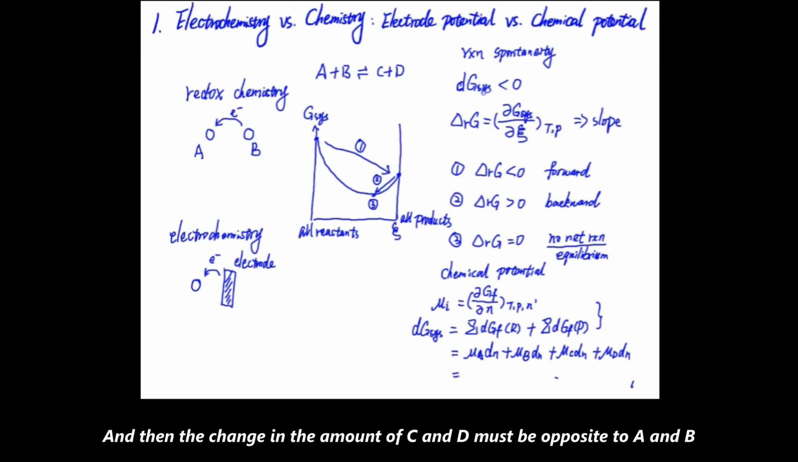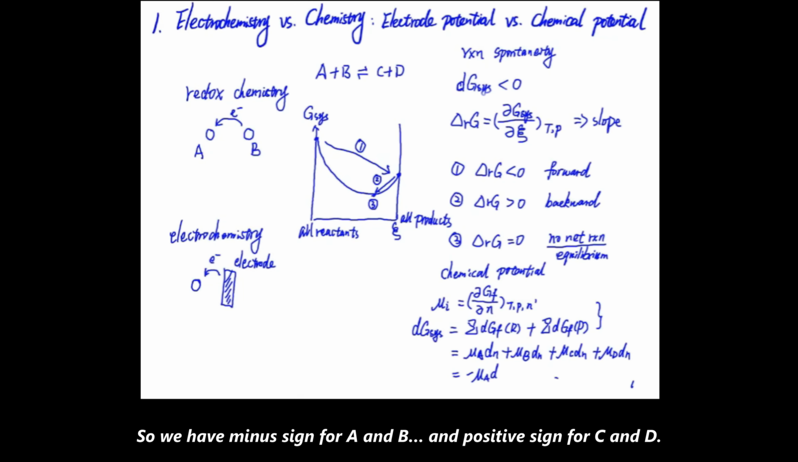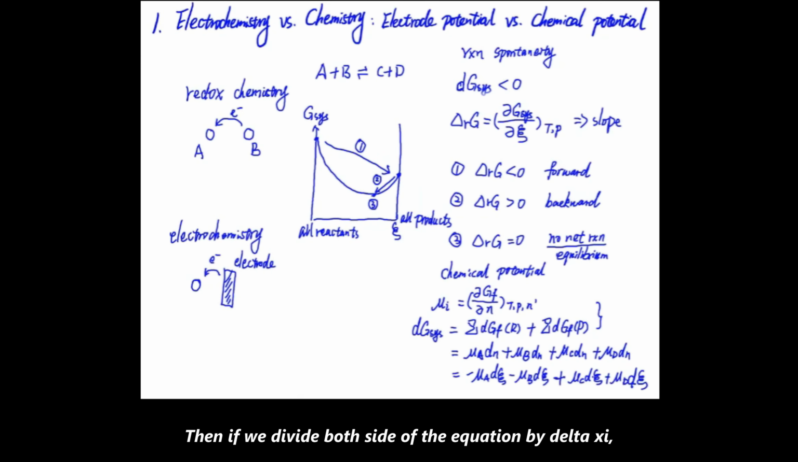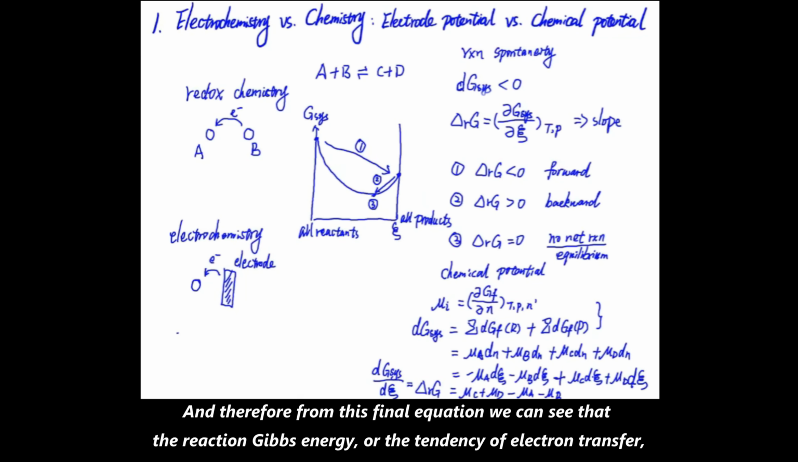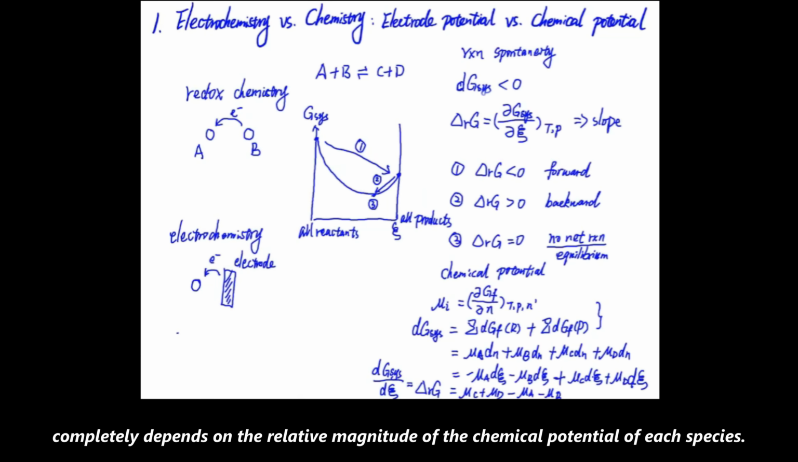And then the change in the amount of C and D must be opposite to A and B. So we have the minus sign for A and B and positive sign for C and D. Then if we divide both sides of the equation by delta psi, we have this term actually equals to reaction Gibbs energy, which equals to mu C plus mu D minus mu A minus mu B. And therefore, from this final equation, we could see the reaction Gibbs energy or the tendency for electron transfer completely depends on the relative magnitude of the chemical potential of each species.